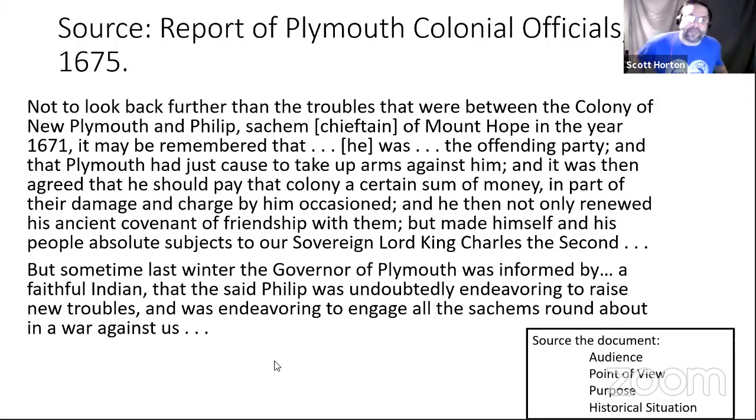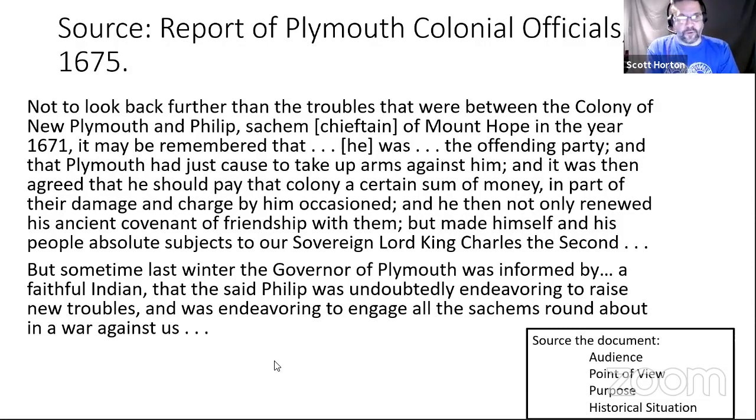So I'd like you to think about audience here for a second, because it's a report of the Plymouth colonial officials, and they're sending this report back to England. Here they're describing what happened in King Philip's War. I want you to think about how you might report to your parents about something that happened. You might not always tell them the truth in a situation like this.